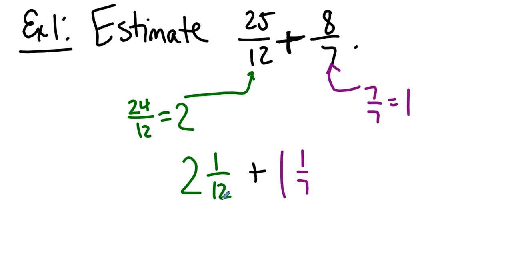Well, this is a very small fraction. This is a fairly small fraction. So that sum is about 3. 1/12 and 1/7 are very, very small. They almost don't matter. That sum is about 3. It's probably less than 3 1/4.